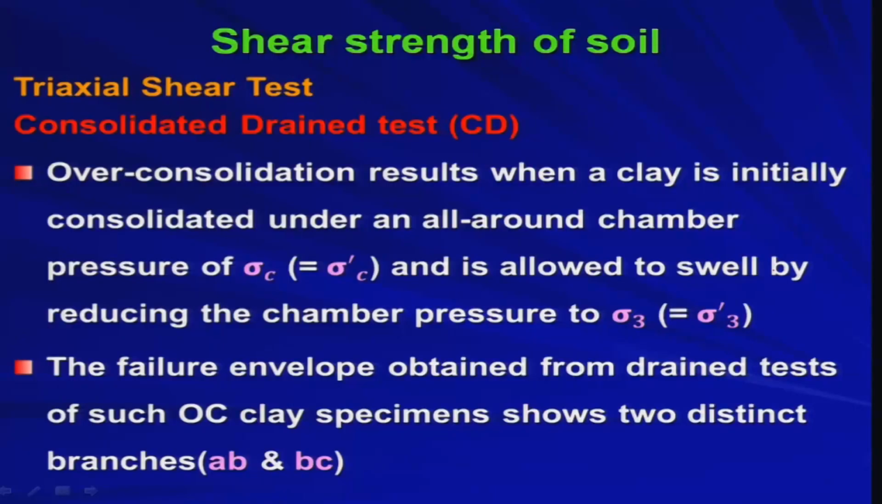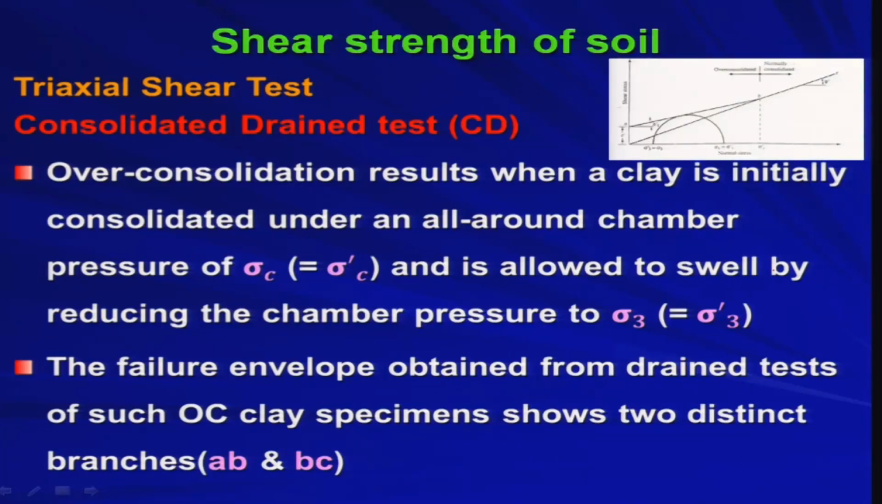Now, the failure envelope obtained from drained tests of such over consolidated clay specimens shows two distinct branches, A B and B C, right. So you will be getting two distinct branches, this is A, this is B. So A B and B C, two different branches.